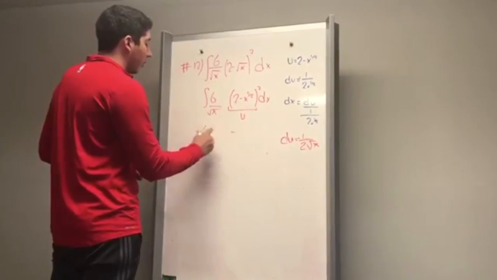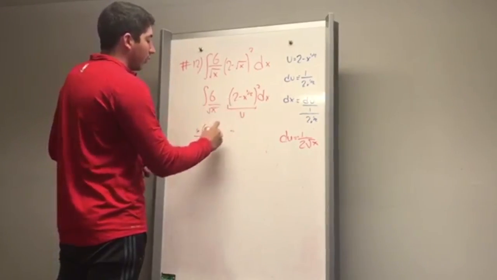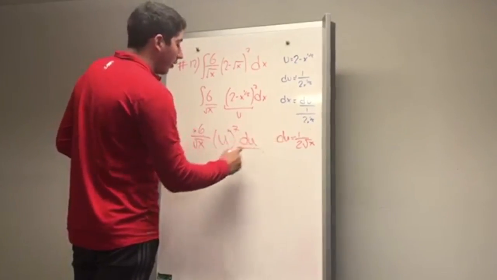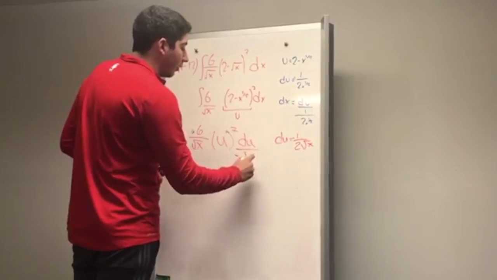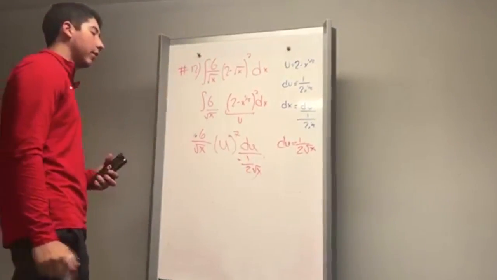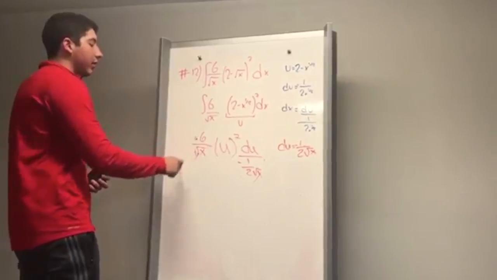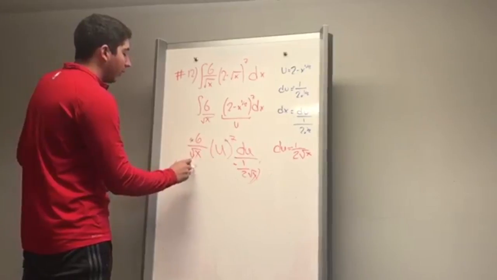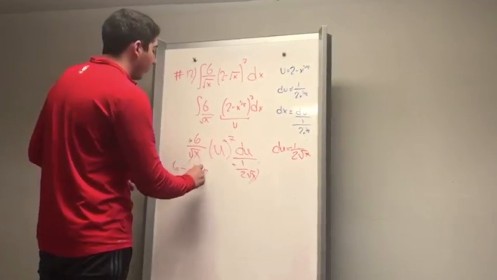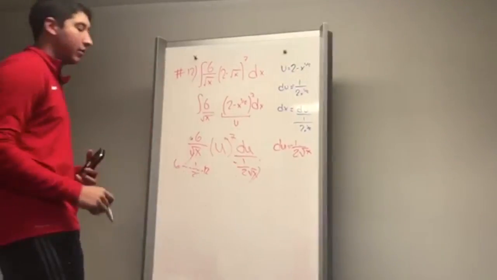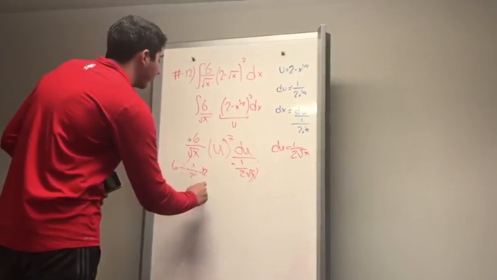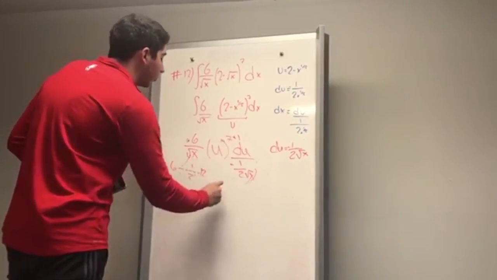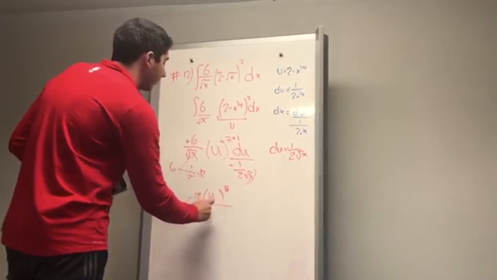So it's 6 over square root of x, u to the 7th times du over negative 1/2 x squared. We now here can cancel this over this, and we divide this over this, so it's 6 divided by negative 1/2, which equals negative 12. And then we have to integrate, I'm sorry. We add a 1 here, so it's u to the 8th over 8.